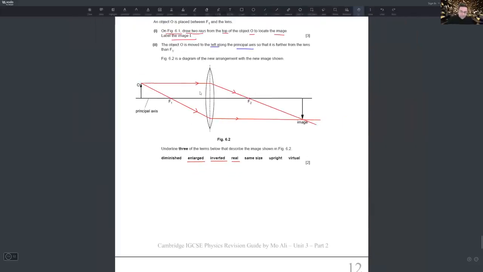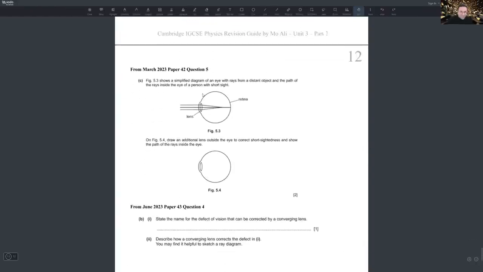Did I need to draw? No. Why did I do it? Because I can. That's okay. Next.